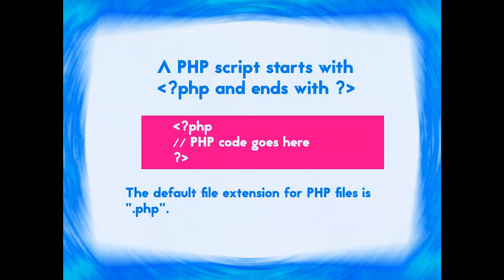A PHP script is always executed on the server. You can write the PHP code anywhere in the document. A PHP script starts with less than sign, question mark, php, and it ends with question mark and greater than sign. You can see it here in this example, and in a few minutes we are going to learn with the complete practical. The default file extension for PHP files is .php.